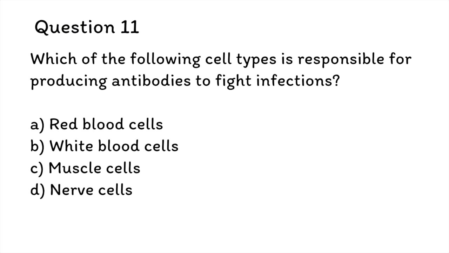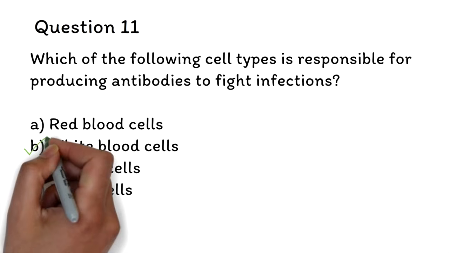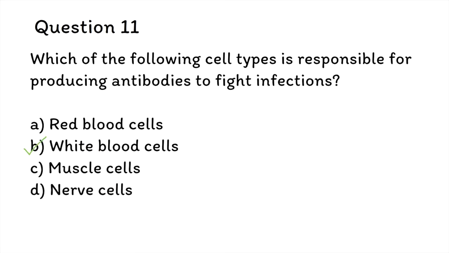Question 11. Which of the following cell types is responsible for producing antibodies to fight infections? A. Red blood cells. B. White blood cells. C. Muscle cells. D. Nerve cells. The correct answer is B. White blood cells. White blood cells, also known as leukocytes, are responsible for producing antibodies to fight infections.